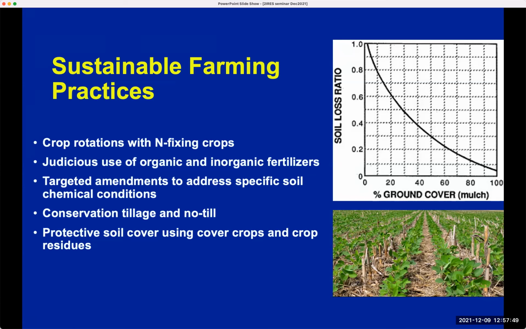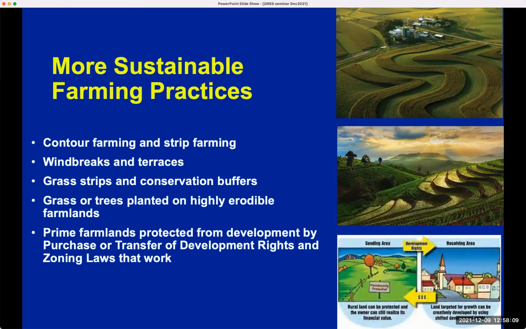So our USDA Natural Resource Conservation Service, they define for farmers in conservation tillage, you have to have at least 30% of the ground covered all the time. That's what it really is. Most people don't know that. And if you do that, then you can get government loans. We know about contour farming, strip farming, windbreaks and terraces, all these things, grass strips, conservation buffers, trees planted on highly eroded farmlands. We do that with the Conservation Reserve Program in the United States.